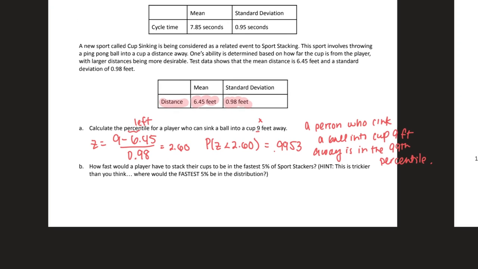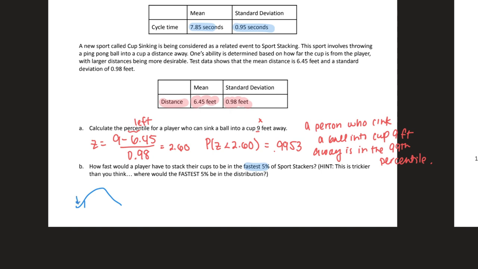All right. Part B says, how fast do you think a player would have to stack their cups to be in the fastest 5% of sports stackers? So in this case, we're looking at cycle time. And my hint is important because it says, hint, this is trickier than you think. Where would the fastest 5% be in this distribution? So remember, when we're talking fast and it's measured in terms of time, we want smaller amounts of time. So in this case, the fastest 5% is not going to be in the top of the distribution. It's actually going to be in the bottom of the distribution.